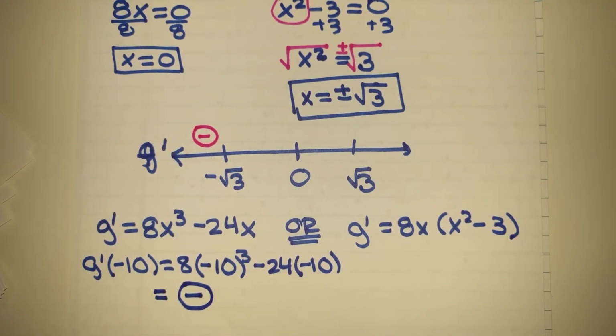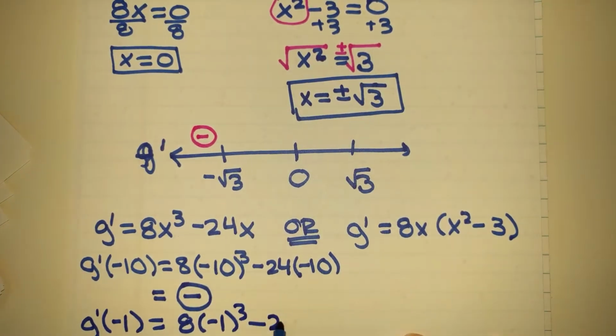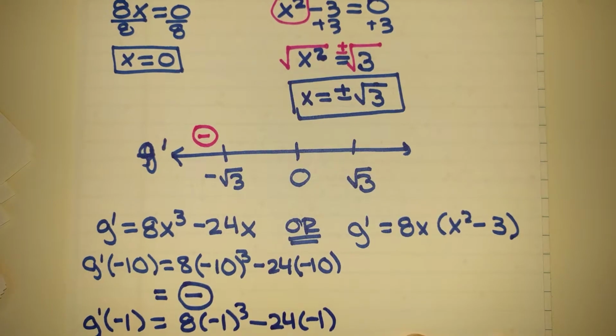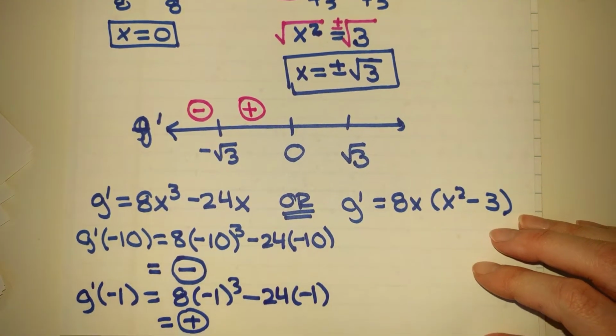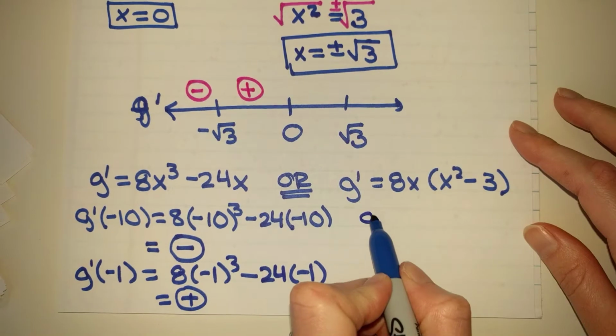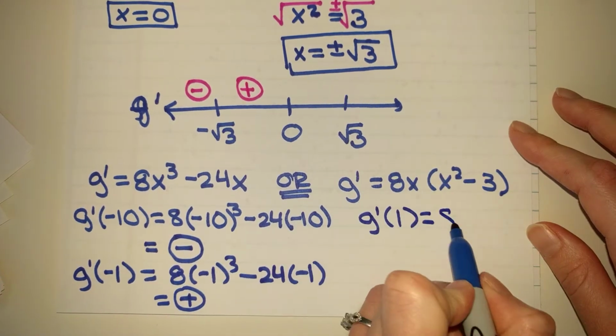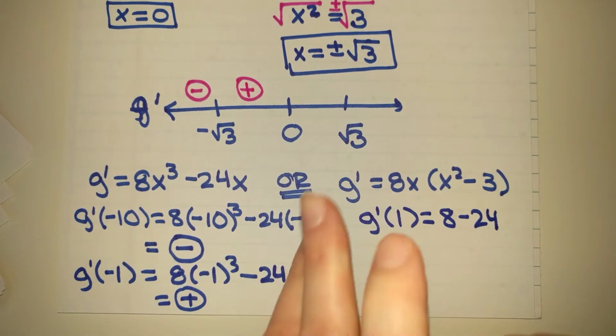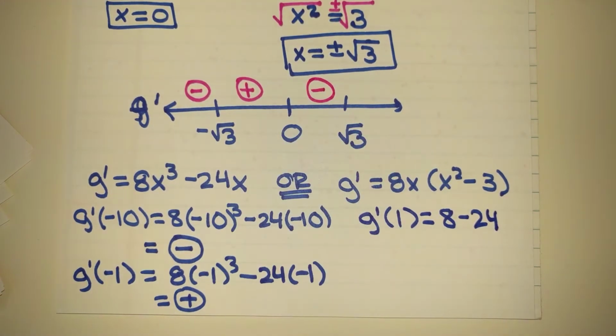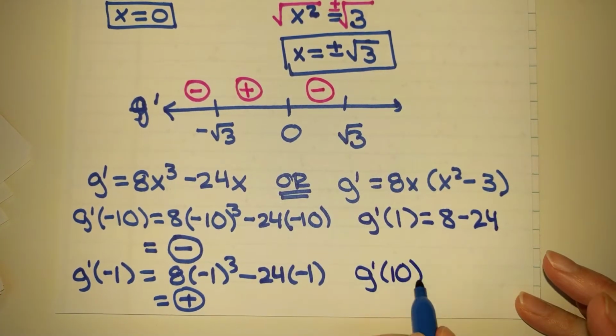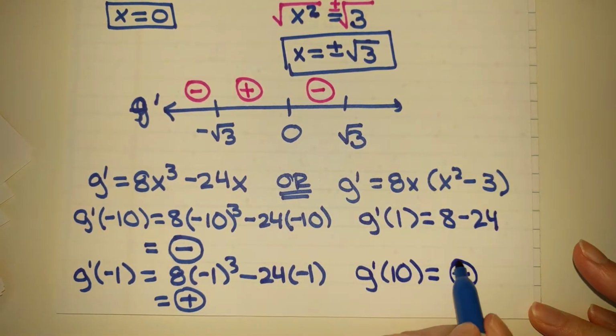Now, between negative square root of 3 and 0, we could plug in, for example, -1. So we plug in -1, and again, we work through the computation. So in this case, we get a positive number. So that plus is going to go on our number line. And then just repeating this process, you will plug in, for example, 1 into the derivative. And when you plug in 1, you're going to get 8 minus 24. So that gives you a negative. And then you might plug in, let's say, 10 into the derivative. And when you do that, you will get a positive.